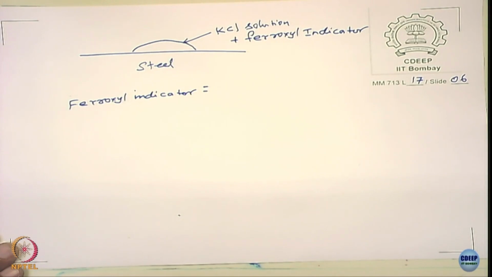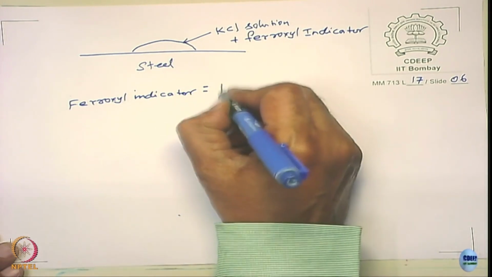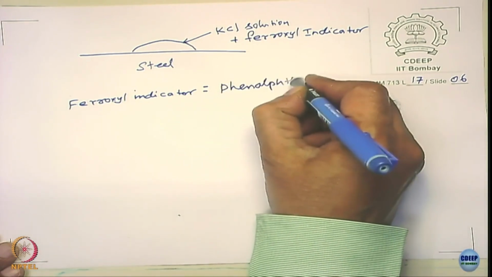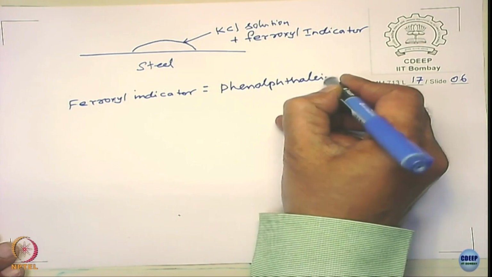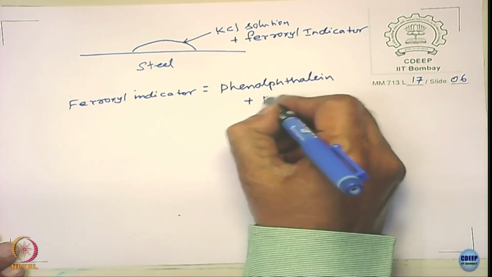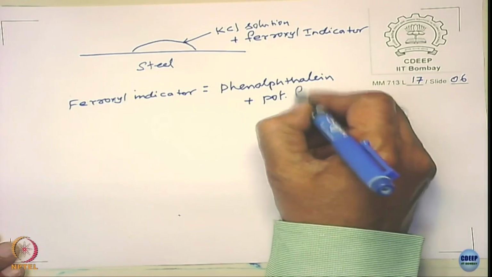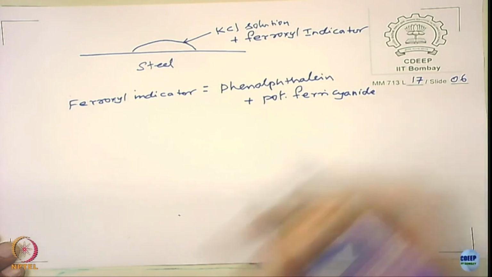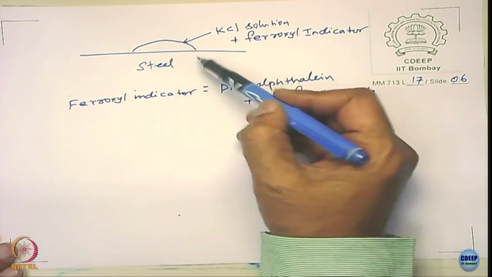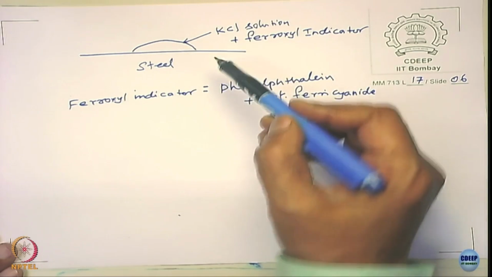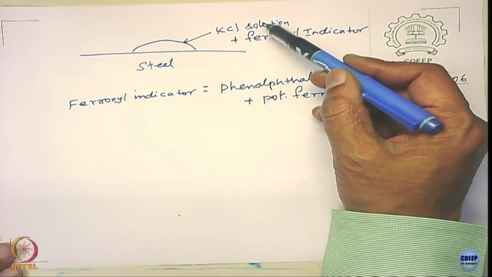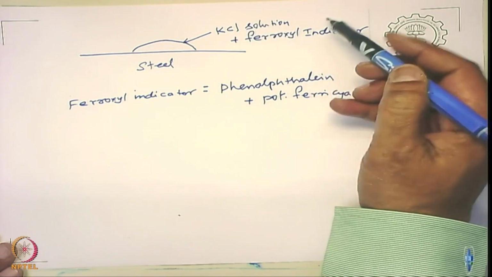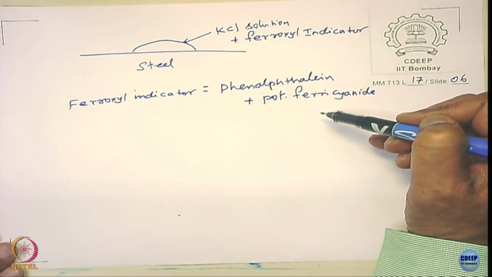The peroxide indicator is prepared by mixing phenolphthalein with potassium ferricyanide. So, the solution consists of what? It consists of a dilute solution of potassium chloride and the peroxide indicator, and it consists of phenolphthalein and potassium ferricyanide.